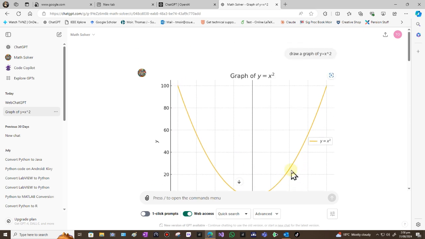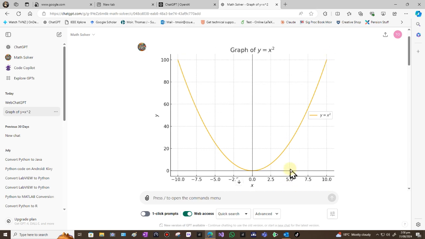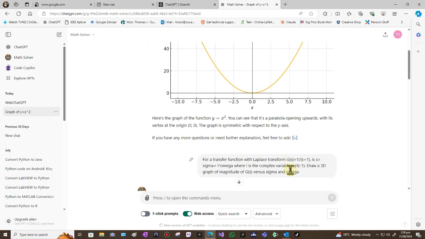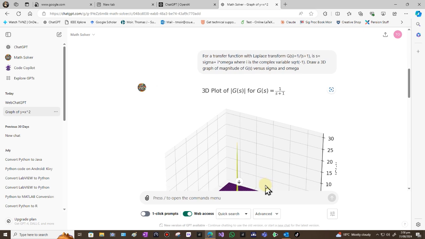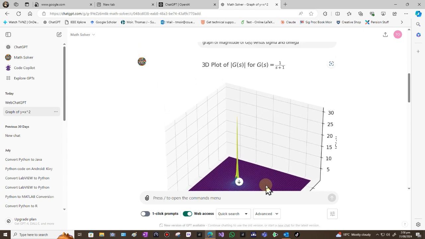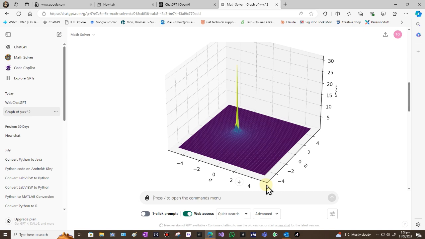But of course there are other programs on the internet that will plot your graphs like that, so that's not such a big deal. So then I moved on and I said, for a transfer function with a Laplace transform, g of s is 1 over s plus 1, so it's first order. That should be if rather than is. If s is sigma plus i omega, where i is the complex variable square root of -1. I know engineers normally call it j, but I put it as i. Draw a 3D graph of magnitude of g of s versus sigma and omega, and no problem at all. Because it's got built-in graphics, it plotted me the 3D graph. Similar to the book, this is a first order example, however.